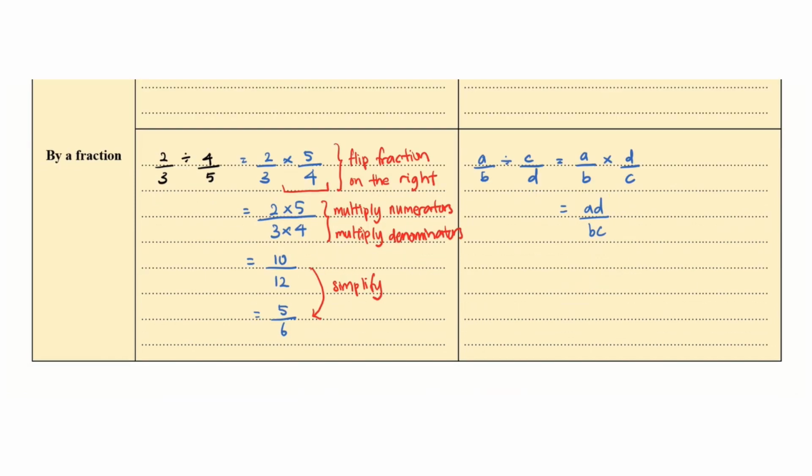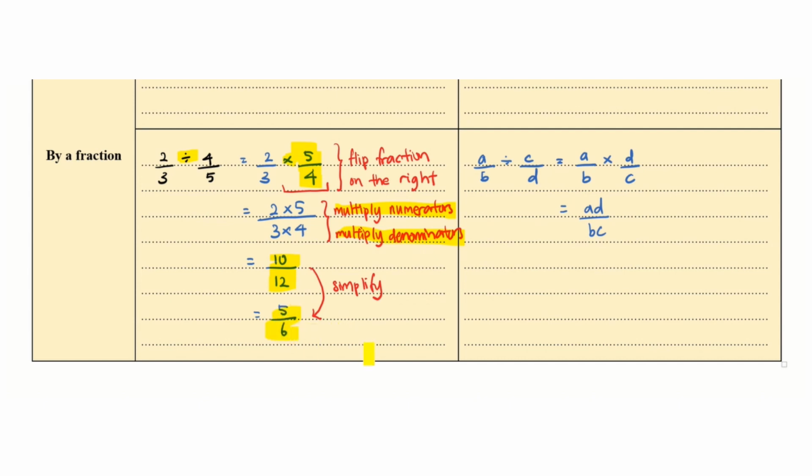Then what about if we were to be doing division? Just like what we have learned in primary school, when we have division of a fraction, what we must do is to first flip the fraction on the right, and then change the operation into a multiplication. Then the process will be the same as what we did just now, where we multiply the numerators and also multiply the denominators. In this particular case, we get 10 over 12, which can be simplified to get 5 over 6.